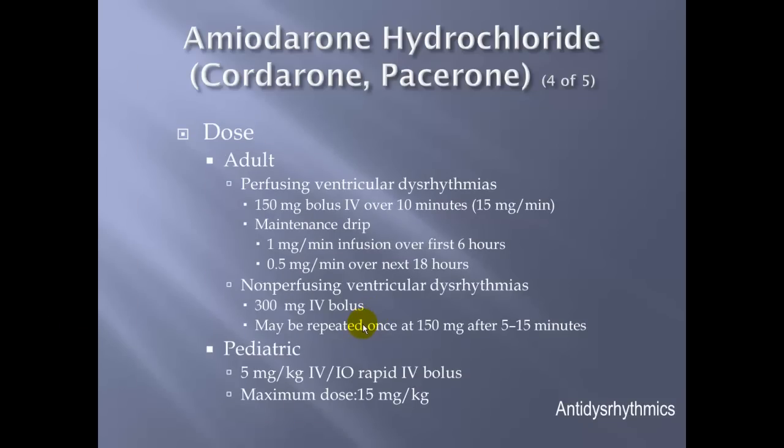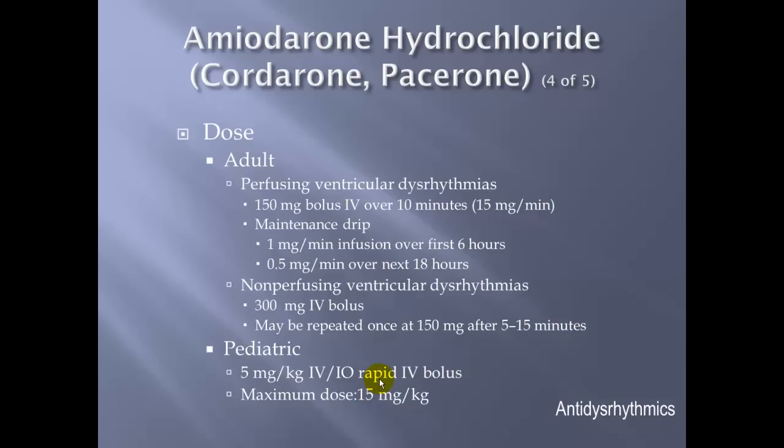Dose on the adult, if they have a perfusing ventricular dysrhythmia: 150 milligram bolus over 10 minutes, and that's about 15 milligrams per minute. Easiest way to deliver this is to probably put it into a syringe pump and deliver it, put the 150 milligrams into 10 mils and then deliver that 10 mils at a mil a minute or 60 mils an hour. Maintenance drip on this after we get through running it in is 1 milligram per minute, infused over the first 6 hours, and then after that 0.5 milligrams per minute over the next 18.